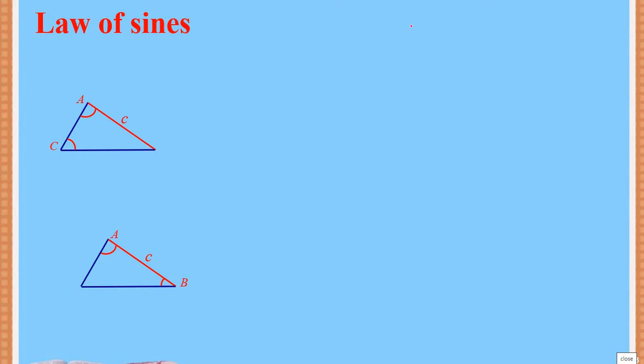Now, the law of sines. Remember, the first thing we do is identify or label the sides of the triangle depending on the location of the angle. If that is angle C, that is side C. If that is angle A, then this is side A. Let's say this is angle B, therefore this is side B. The same is true with this: if that is angle C, therefore this is side C.